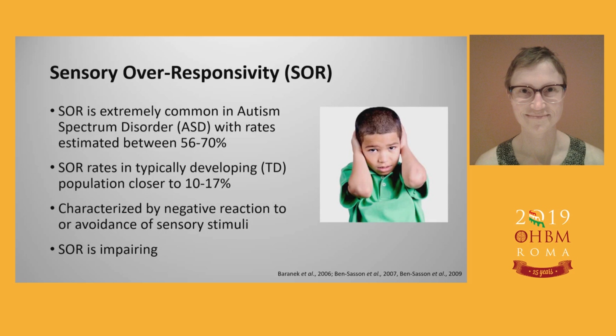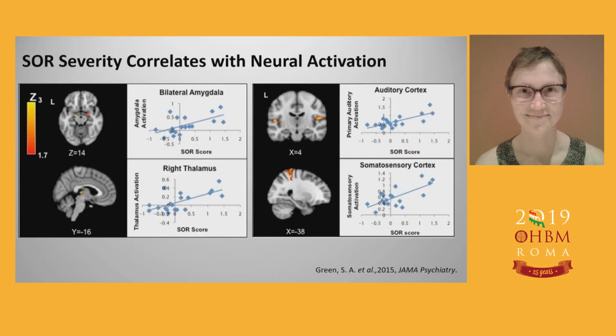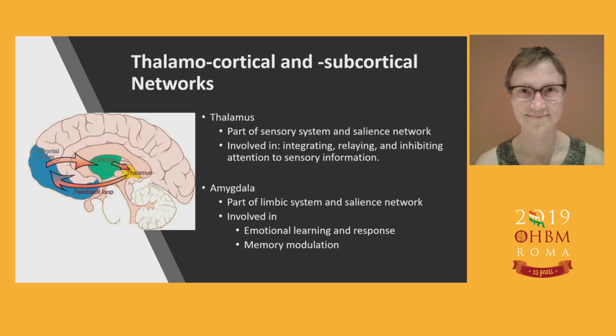In our lab, previous studies have shown that sensory overresponsivity severity correlates with neural activation in certain areas during a task where the kid in the scanner is experiencing a tactile and auditory stimulus at the same time, compared to baseline. Those areas are the amygdala, the thalamus, and the auditory and somatosensory cortices. So we've been looking at the thalamocortical and subcortical networks to understand how these might be involved in sensory overresponsivity.